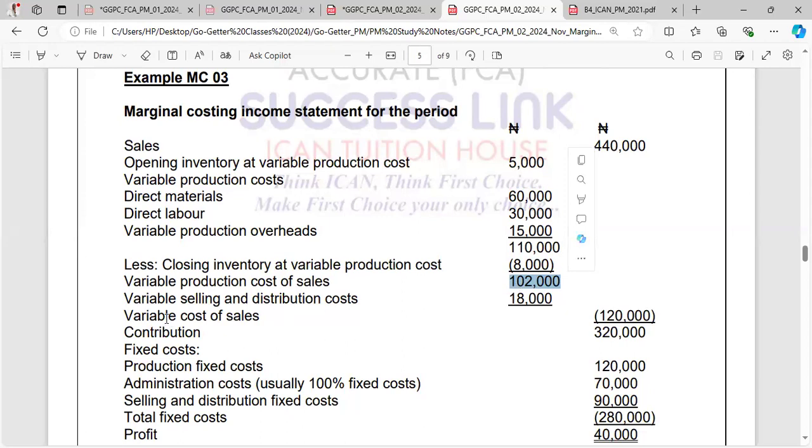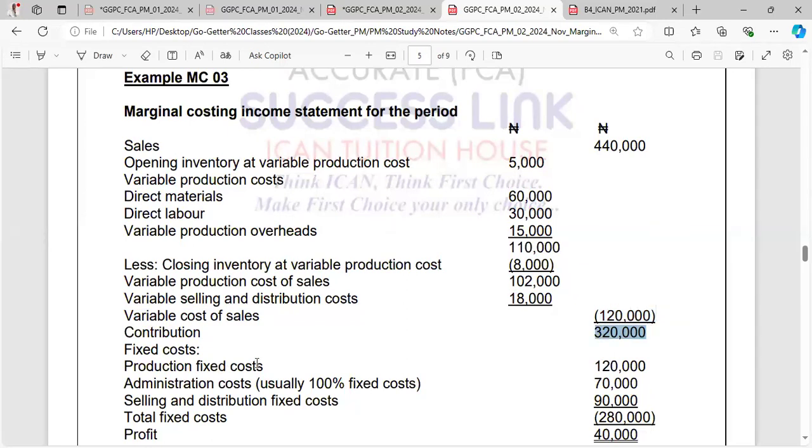Now we need to bring our variable selling and distribution cost, 18,000. When you add it to 102, you have your total variable cost of sales. It's different from production cost of sales. Production is only production. So when you add selling and distribution, it becomes total variable cost of sales. You have 120. When you remove 120 from the sales, your contribution is 320. Then you now bring your fixed costs.